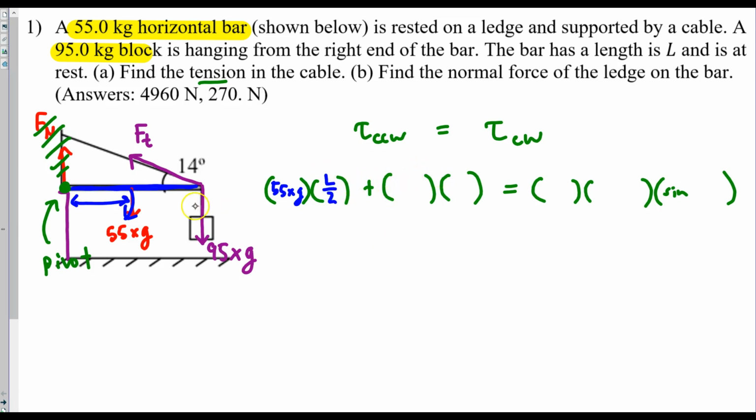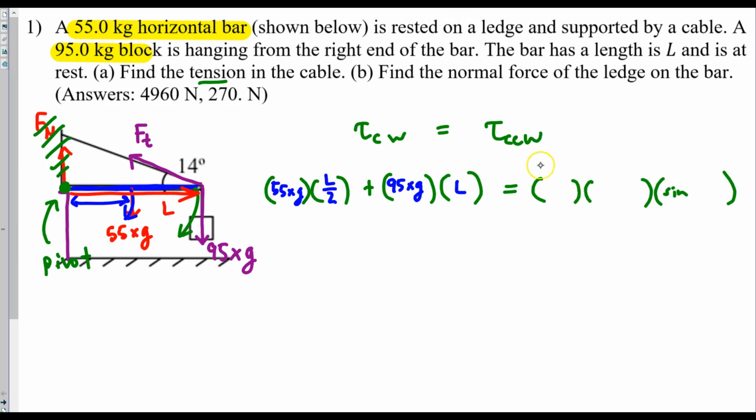Next, pulling clockwise, or counterclockwise. Oh no, this is clockwise. I've done this wrong. Oops. Let me fix that. This guy pulls clockwise as well, so its force is the gravity force, mg, and it acts, how far is it from the pivot? The full length L. All of it.